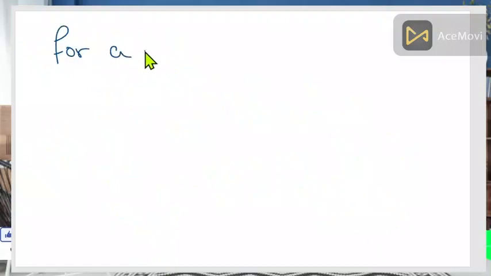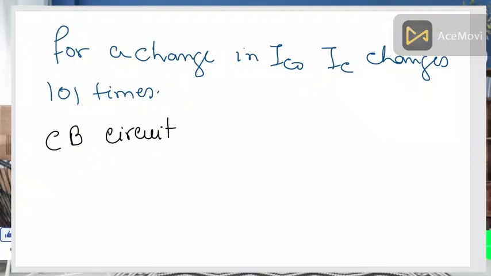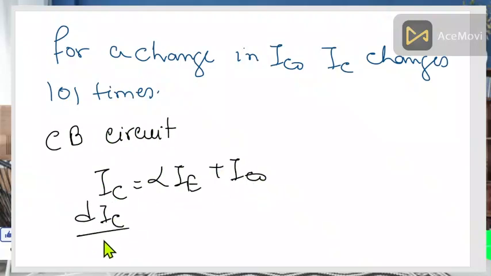For a change in ICO, IC changes 101 times. So this is highly unstable. You have to stabilize the circuit. In case of CB, if we consider the common base circuit, you have to use the equation IC equals alpha IE plus ICO, and when you differentiate IC with respect to ICO, it is equal to 1. So the stability is much better.